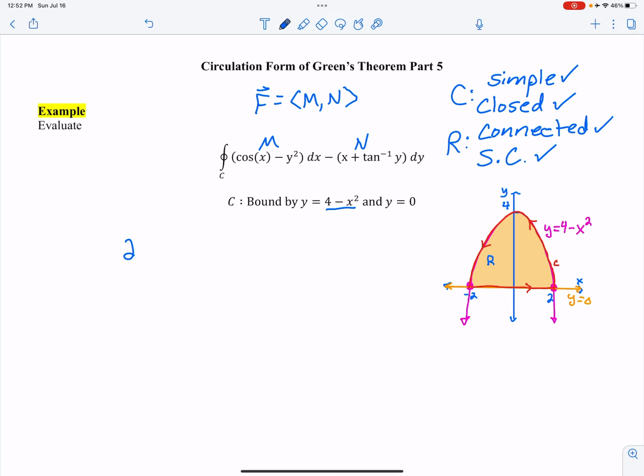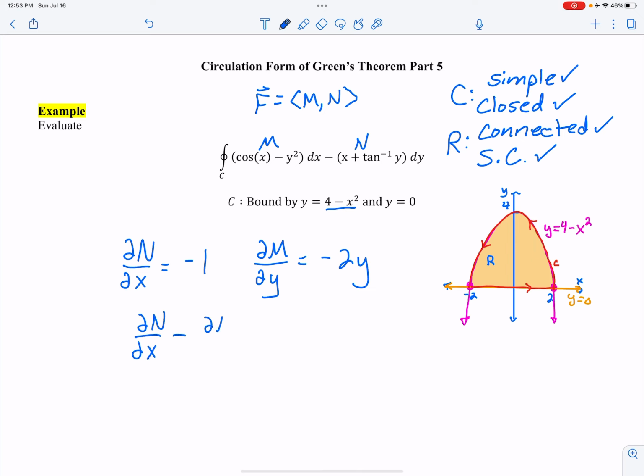Let's go ahead and get the calculations we need, which is the partial of N with respect to x, the partial of M with respect to y. So the partial with respect to x, be very careful here. This is -1. M with the derivative with respect to y is -2y. So we can see it's not conservative. They're not the same. And then if I write the partial of N with respect to x minus the partial of M with respect to y, this is what I'm going to throw in my integrand. I get -1 plus 2y. I'm going to rewrite that because I like my positives first, but it doesn't matter. Right? I can use Green's theorem.